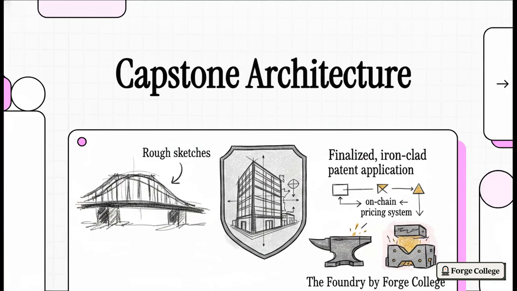Today, we're taking those rough sketches from our previous lesson on integration patterns and turning them into a finalized, ironclad patent application for our Capstone project. We're officially moving from high-level choices to drafting a concrete, working architectural blueprint. And you know, in Web3, a bad blueprint doesn't just mean you end up with a glitchy app. It literally means drained funds, so we've got to get this right.